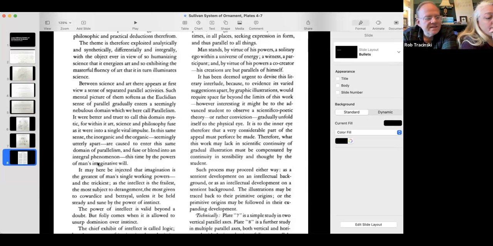Technically, plate 7 is a simple study in two vertical parallel axes. Plate 8 is a further study in multiple parallel axes, both vertical and horizontal, with the introduction of distant parallels and fluent parallels, thus preparing for the larger idea of parallelism.